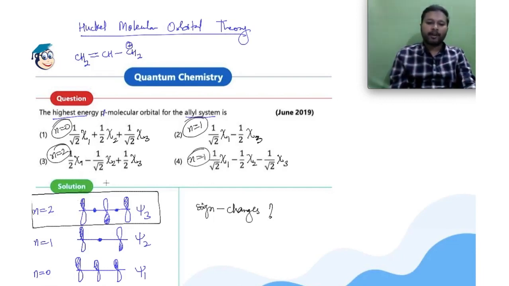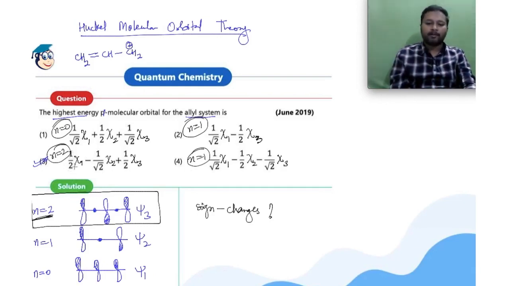Now we have to find out the highest energy orbital, right? The one which was having two nodes. In the options, you can easily see which option is having two nodes. So you don't have to do anything, right? Option 3 is going to be your correct option. This type of question is very, very simple to do in the exam. You just have to see the number of nodes in the orbital which is asked, look at the options, and mark.